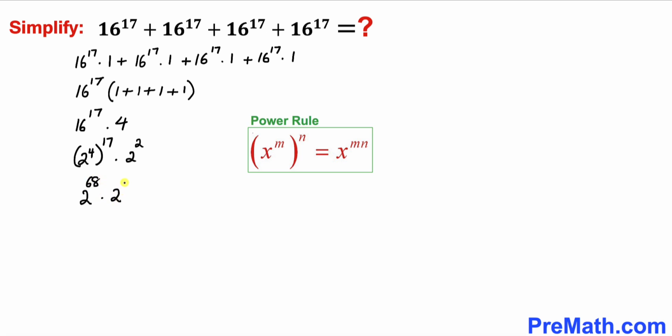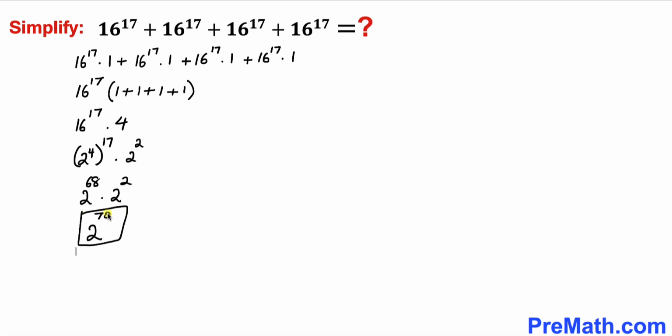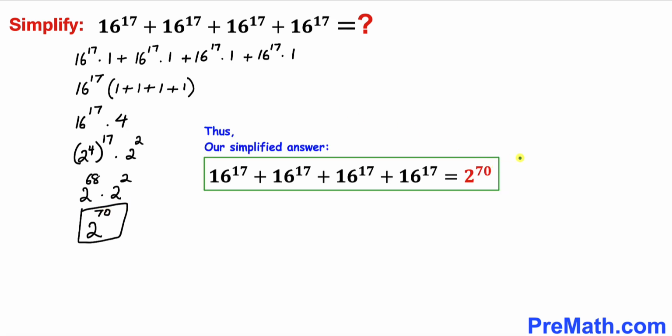and then 2^2. And now let's recall the product rule of exponents we are going to apply over here. We can see our bases are the same, so we can add their exponents. So we're going to get 2^(68 + 2), which gives us 2^70, and that is our answer. So our simplified answer to this given problem turns out to be 2^70.